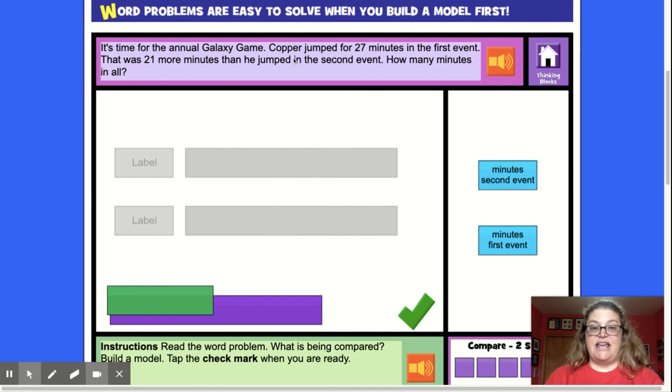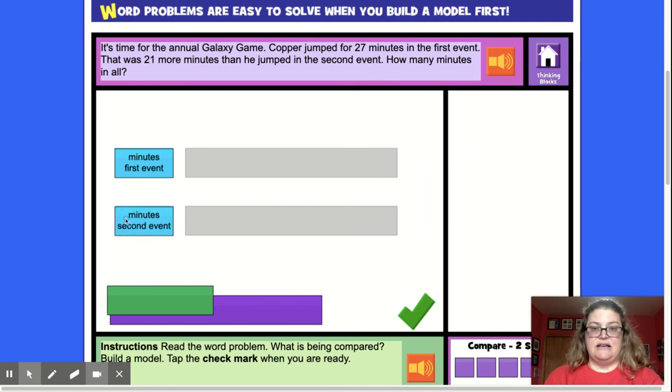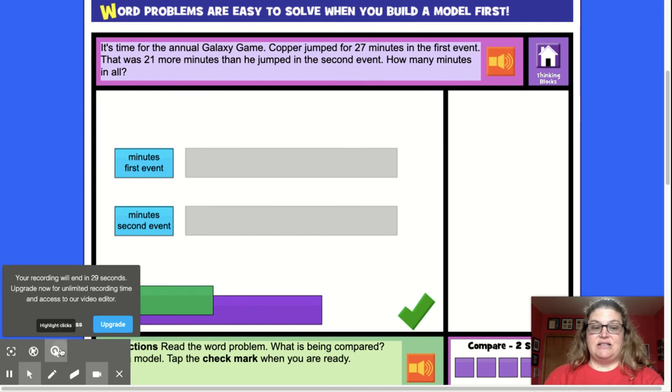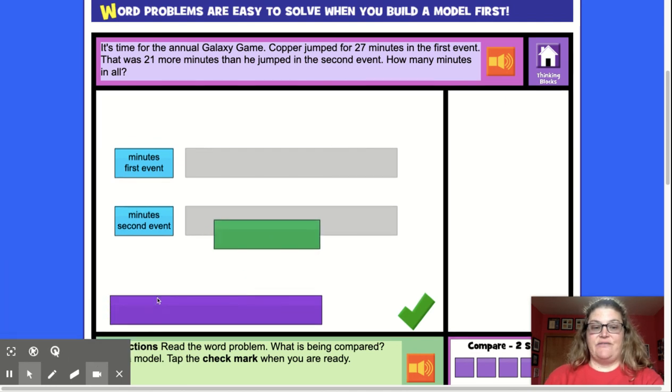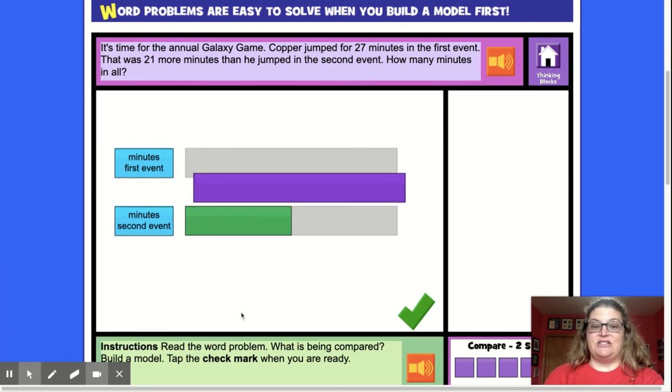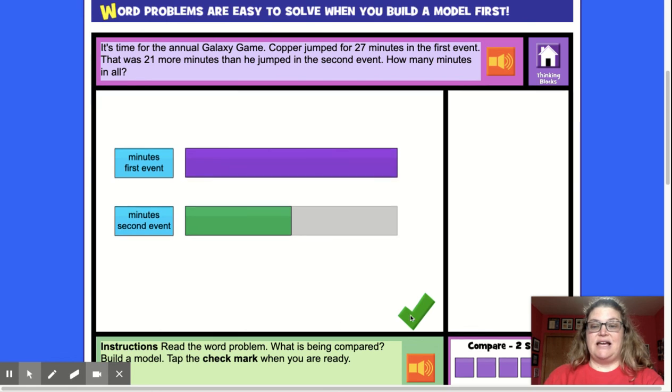So for the Galaxy Games again, Copper jumped 27 minutes in the first event. That was 21 more minutes than he jumped in the second event. All right, so first event, minutes first event. Second event, minutes second event. And I believe that he jumped in the first event more than the second event because it says 21 minutes more than the second event. So the second event we think is going to be less. As you know, we're probably going to start to run out of time.